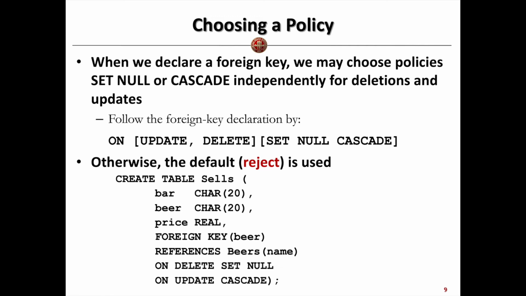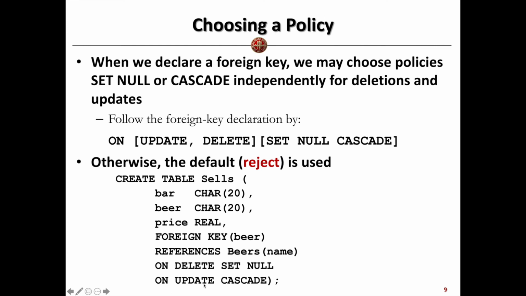We will provide you with examples of the declarations on different actions. We can create a table for sales with bar, beer, price, and other attributes. The main part will be the foreign key, beer. This beer is a foreign key referencing the beers table on the name attribute. If we delete beers in the beers table, on delete we use a set null policy. In other words, for the sales table records, we will set the beer name to null according to set null.